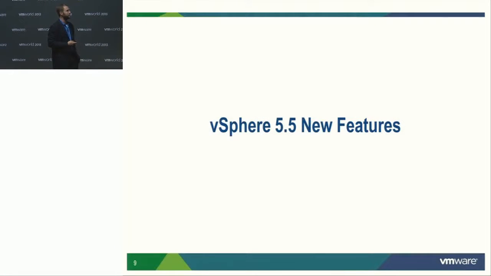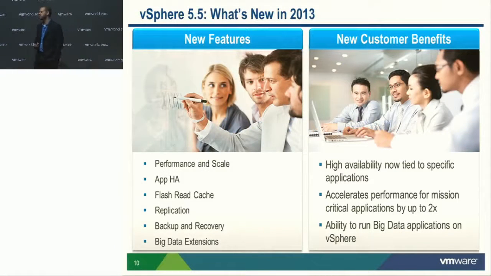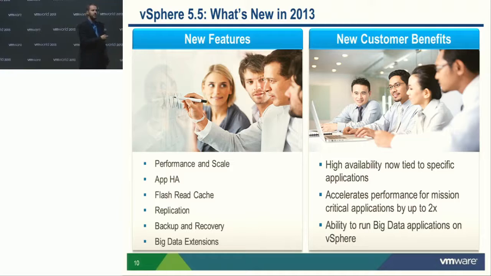Let's get into 5.5. Okay, this is what we all came to talk about. So the big pieces are the pieces to the left. And what I'm going to do is talk a little bit about them here, and we'll go through each one in sequential detail. First piece, performance and scale, adding new capabilities across the board. In general, if you look at all the new specs in the configuration maximum document, most of them have gone up by a factor of 2. So most of the specs have gone up by 2x. And we'll talk about those.